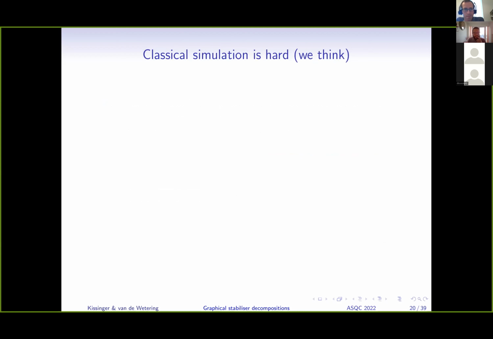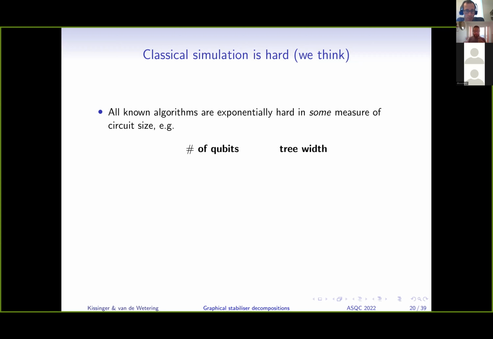Okay, so classical simulation is hard for quantum circuits. We hope. Otherwise, we're kind of wasting our time. All the known algorithms are exponentially hard in some measure of hardness of the circuit, right? But that measure of hardness varies depending on the technique you're using to simulate a circuit. So that can be number of qubits. That's like state vector simulation. If I have not very many qubits, I can just simulate naively. If I'm simulating using tensor networks, then it's the tree width that's really important, or maybe the fidelity that I want.